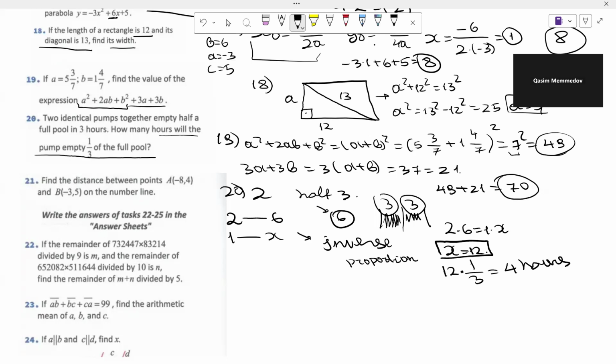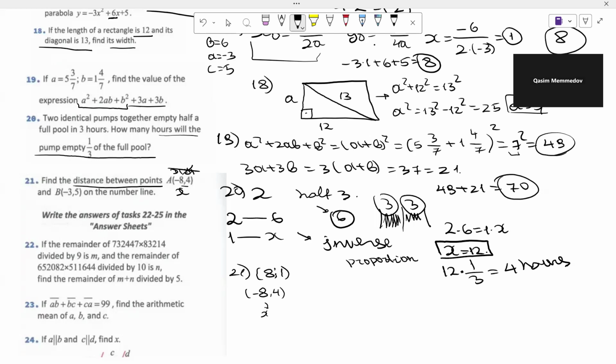Let's continue with the 21. Look at it very attentively. In 21, it says find the distance between points. Negative, it's not x1 by 1. It's just x because we have only a semicolon. If it writes there x1 by 1, it must be separated with this symbol. But there it just writes negative 8 power 4.